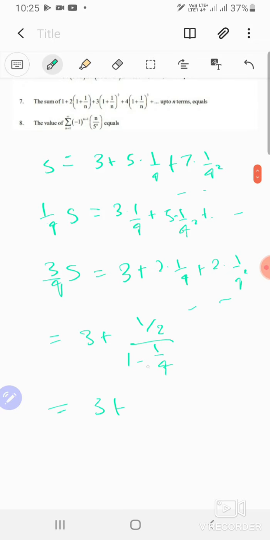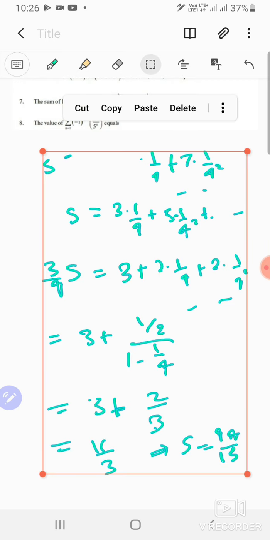So 3 plus, multiply by 4 on both numerator and denominator, so that gives me 2 upon 3. So it's supposed to be 9 plus 2, that is 11 upon 3. So s equals 4 times 11 is 44 upon 15, something like that.